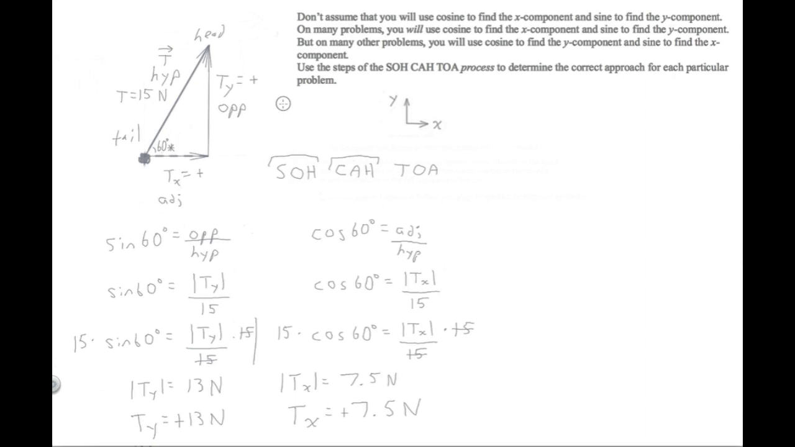In addition, in this problem, we ended up multiplying by cosine and multiplying by sine. But there are some other situations where you use SOHCAHTOA where you might have to divide by sine or cosine. Again, use the steps of the SOHCAHTOA process to determine what the correct approach is for each particular problem, rather than assuming that a particular problem is going to be the same as the previous ones.